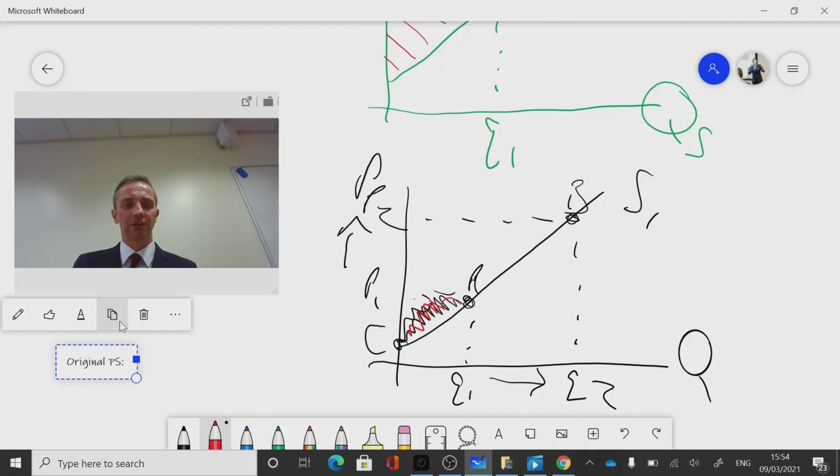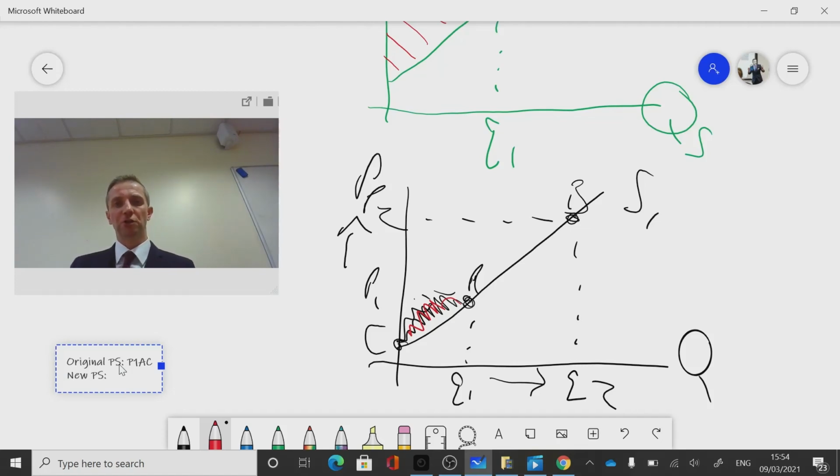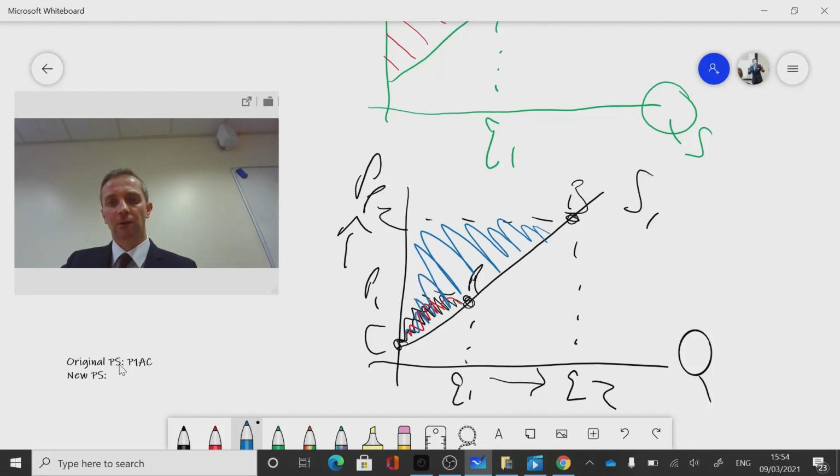So in terms of actually labeling, we'd be looking at a label of P1AC. So that's our original producer surplus. So what about the new PS, producer surplus? Well, the new price is P2, the new quantity is Q2, and remember, it's again above supply, below price, and so it's that entire triangle. So we're looking at P2BC for that one.